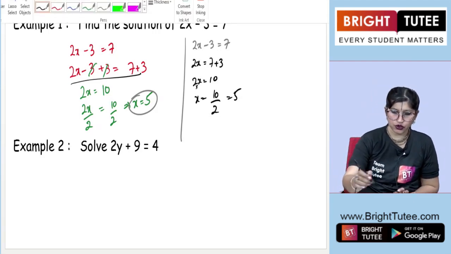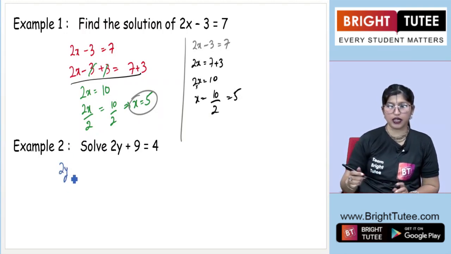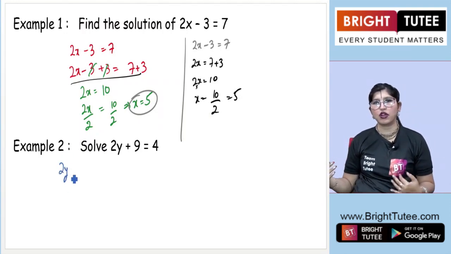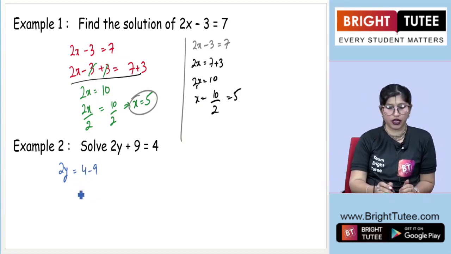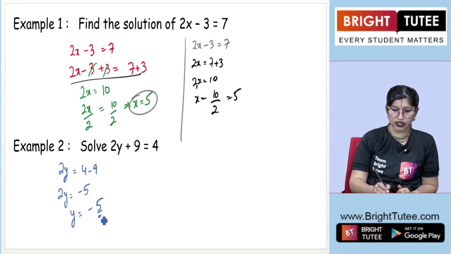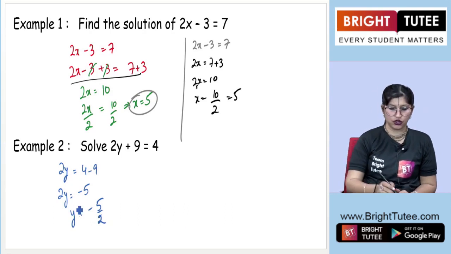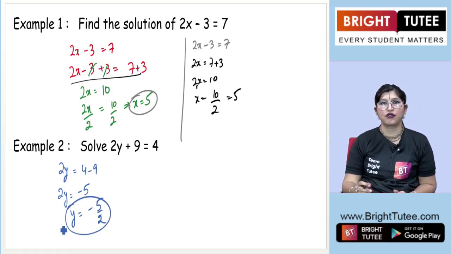Now let's move on to the second example. Solve 2y plus 9 equals 4. So either you can subtract 9 from both the sides and then move on, or we can do the same way, which is this. 4 take away 9 is minus 5. So y is equal to minus 5 by 2. So this is the solution of 2y plus 9 equals 4.